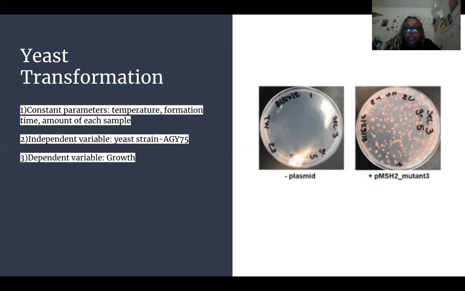And as you can see with our PMSH2 mutant, there appear to be approximately 250 colonies. The colonies were able to grow with the addition of the PMSH2 mutant because the plasmids provided everything needed for the yeast to grow. For example, if the environment did not have histidine, tryptophan, or uracil, there was a pathway provided in order to get histidine, tryptophan, or uracil.